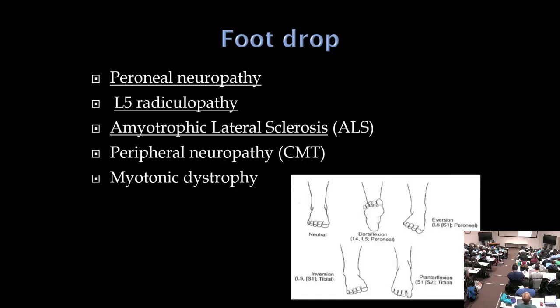Okay, ALS we'll talk about, but here, of course, we have a foot drop, but there's no sensory loss, and hopefully you find upper and lower motor neuron findings and fasciculations. We'll come to ALS in a minute. Peripheral neuropathy, like Charcot-Marie-Tooth I mentioned, would be a classic presentation with a foot drop.